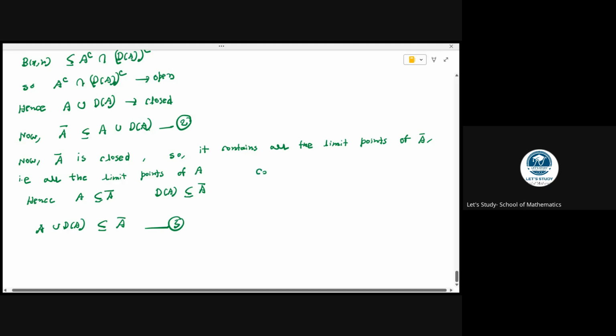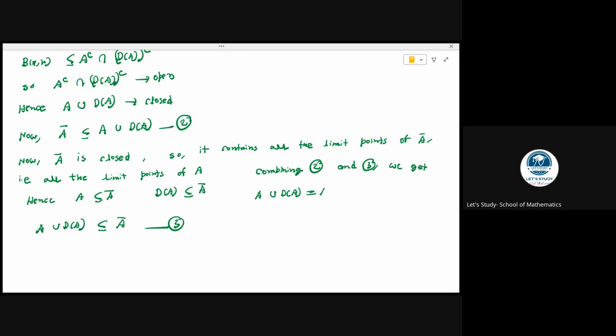Combining 2 and 3, we get A union DA is equal to A closure. That's our goal.